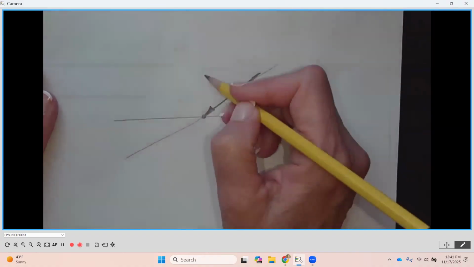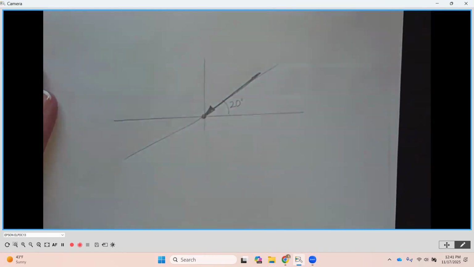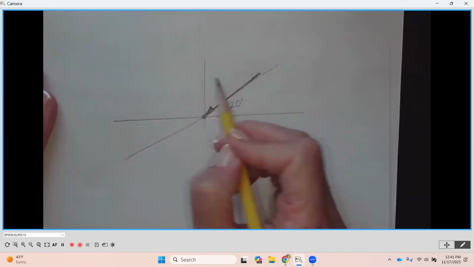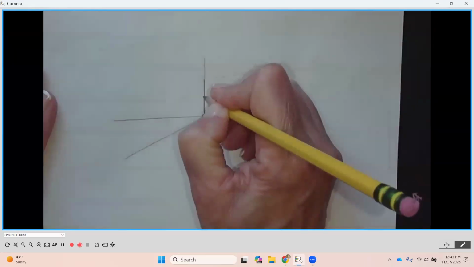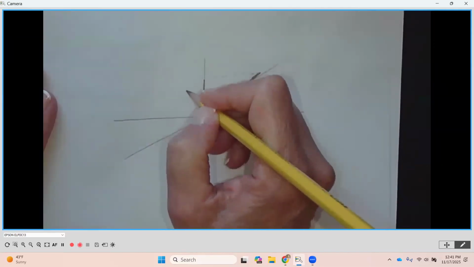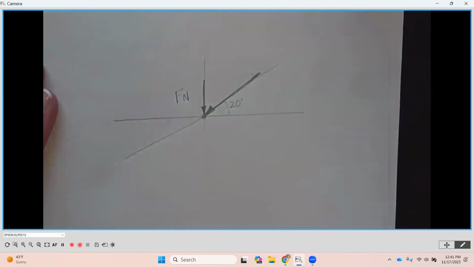Now, for those of you, actually all of you probably have had statics along the way here. We know that we can break that force into its X and Y components. So if I come over here at that 20-degree pressure angle, I'm going to have a Y component, right? So we usually call this the normal force.